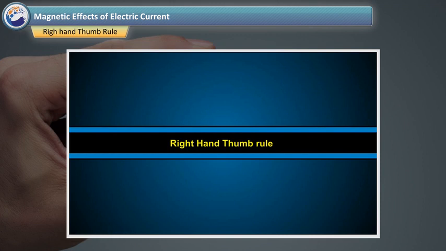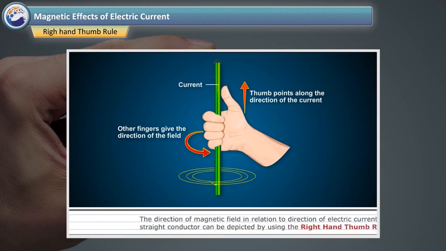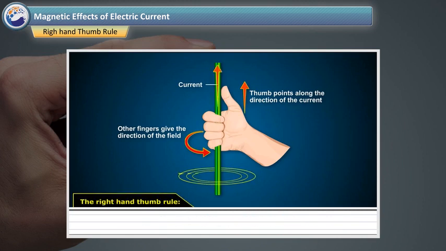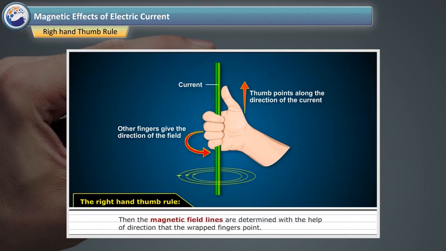Right-hand thumb rule. The direction of magnetic field in relation to direction of electric current through a straight conductor can be depicted by using the right-hand thumb rule. It is also known as Maxwell's corkscrew rule. The right-hand thumb rule: if the right hand is imagined to have held the conductor that carries the current in a manner where the thumb points along the direction of the current, then the magnetic field lines are determined by the direction that the wrapped fingers point.